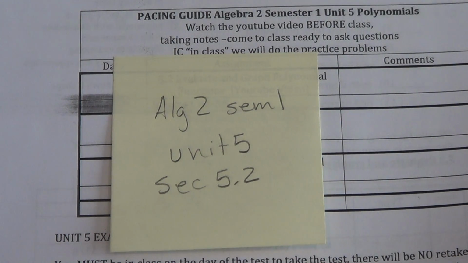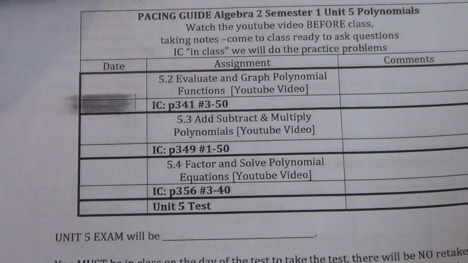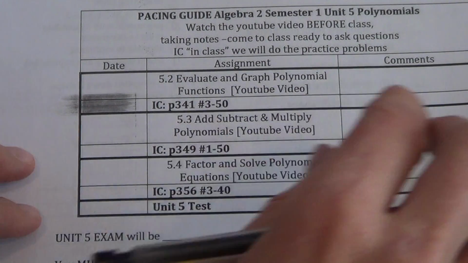Welcome to Algebra 2, Semester 1, Unit 5, Section 5.2. This is the very first section of this unit. It's a fairly short unit, as you'll notice. We only have 3 videos if all the taping goes well, and then we have 3 book assignments. We do have a couple in-class projects that we'll do, some activities, and then you'll be taking your test on this one.